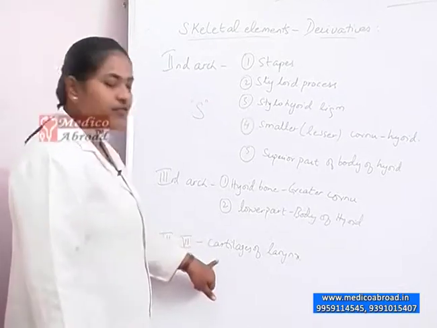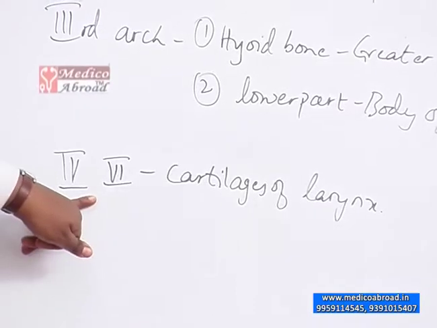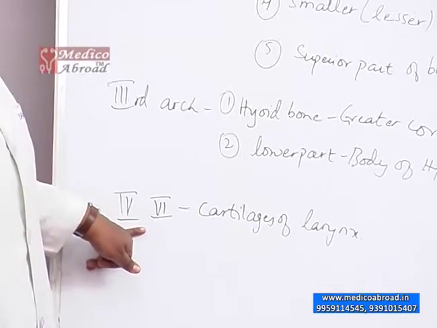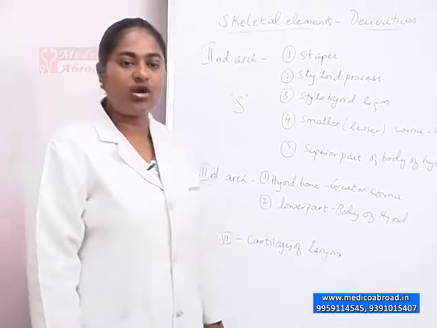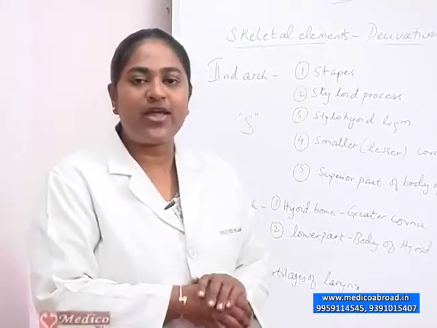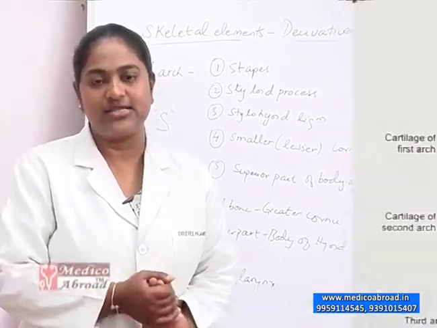The cartilages of the larynx are thought to arise from the skeletal elements of the fourth and sixth arches. But there is some controversy. Some people say the fifth pharyngeal arch also contributes to the formation of the cartilages of the larynx.